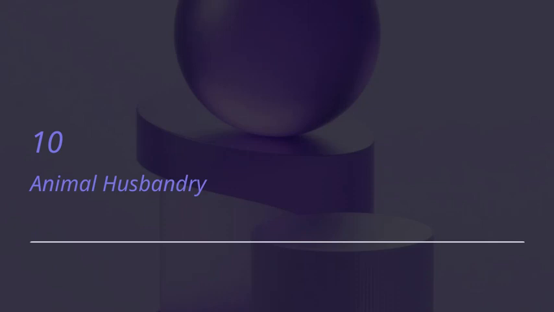Now let's talk about animal husbandry. This is a crucial aspect of sustainable agriculture and food security. Essentially, it involves the management and care of farm animals like cattle, sheep, goats, and poultry. The key points here include proper breeding practices, nutrition, health management, and overall animal welfare. By focusing on these areas, we ensure that animals are healthy, productive, and raised ethically.